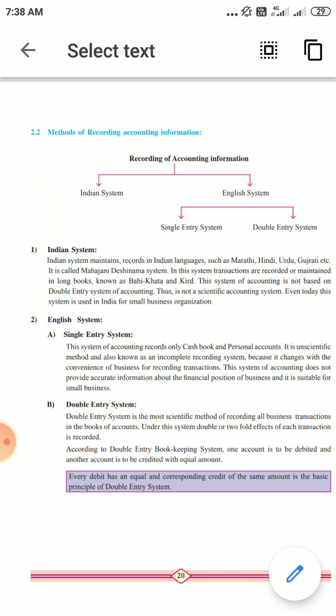That's why it is an inaccurate method of recording business transactions. Okay, so ये जो transaction है, ये जो recording है, will not provide you with the accurate information. Whatever information is there, it is not accurate if you maintain according to the single entry system.